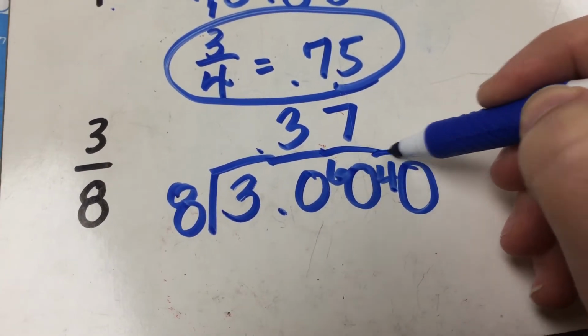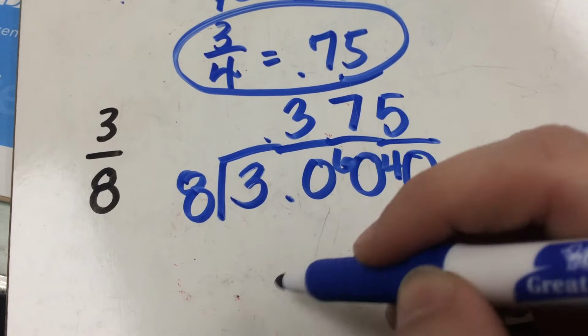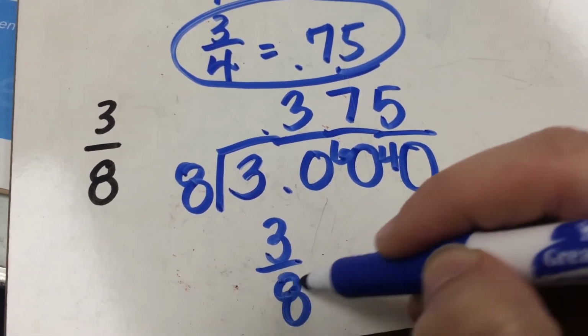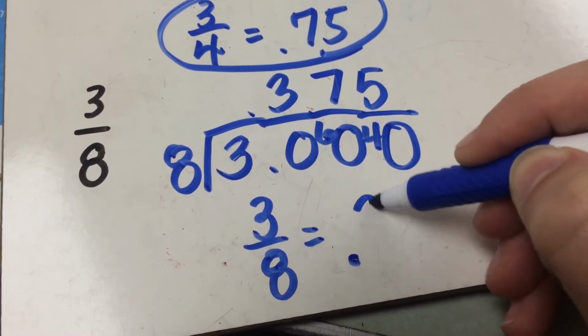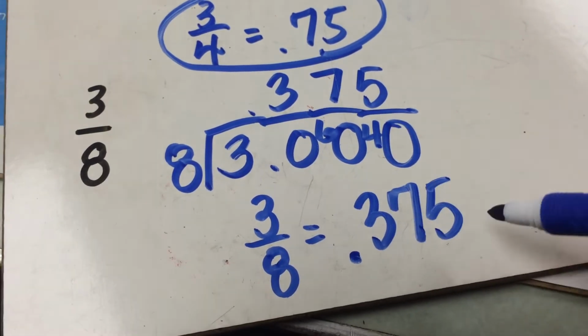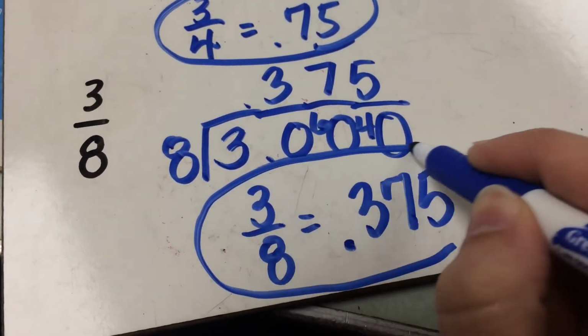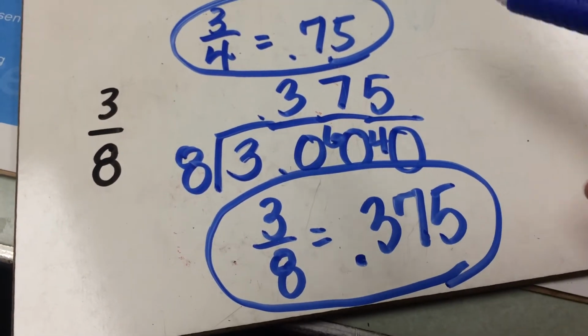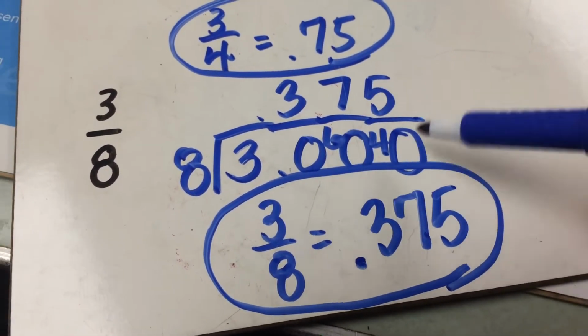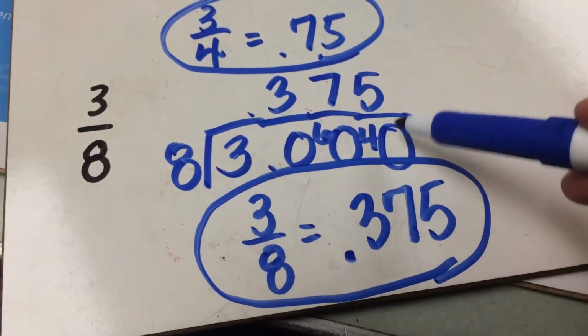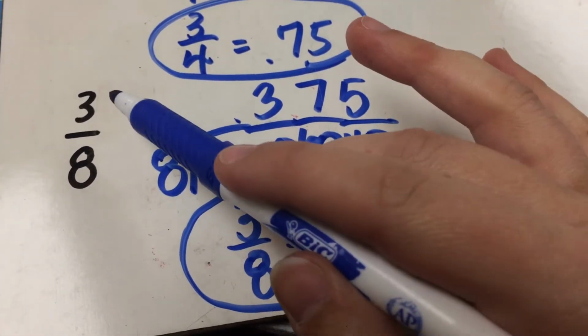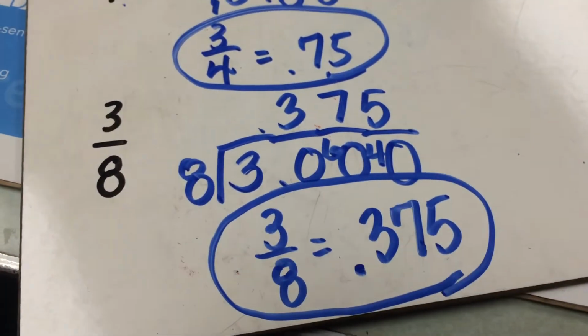And 8 fits into 40 perfectly 5 times. So the decimal equivalent of 3/8 is 0.375, or 375 thousandths. So it's not difficult. You're just adding what you learned last week and the week before with the decimals and annexing zeros, and what you already know by reading 3/8 as 3 divided by 8.